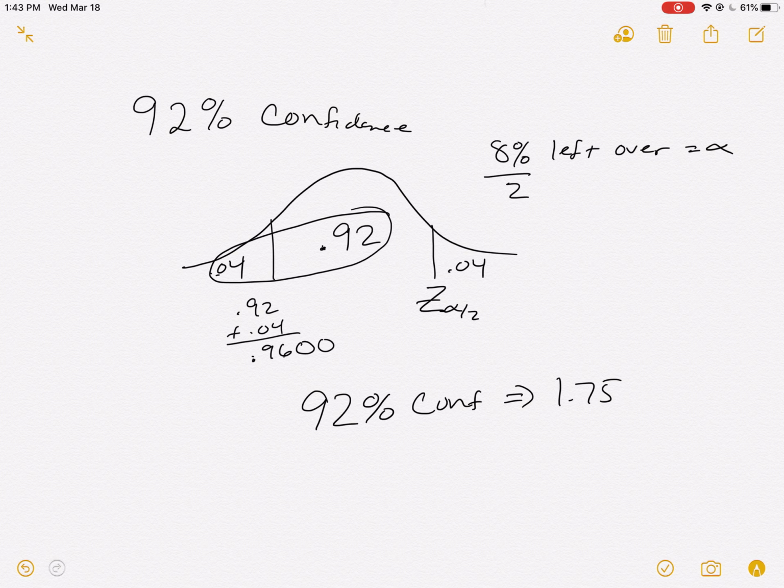We use 96 as a tool, as a reference, but it's not the confidence. The confidence was 92. It's the 92 that's in the middle. 96 just allows us to get in and find that number because my chart only speaks one way. Hey, what's the area to the left? And so we had to give it that full area to the left, or the 9600. But we're really finding the 92% confidence number.